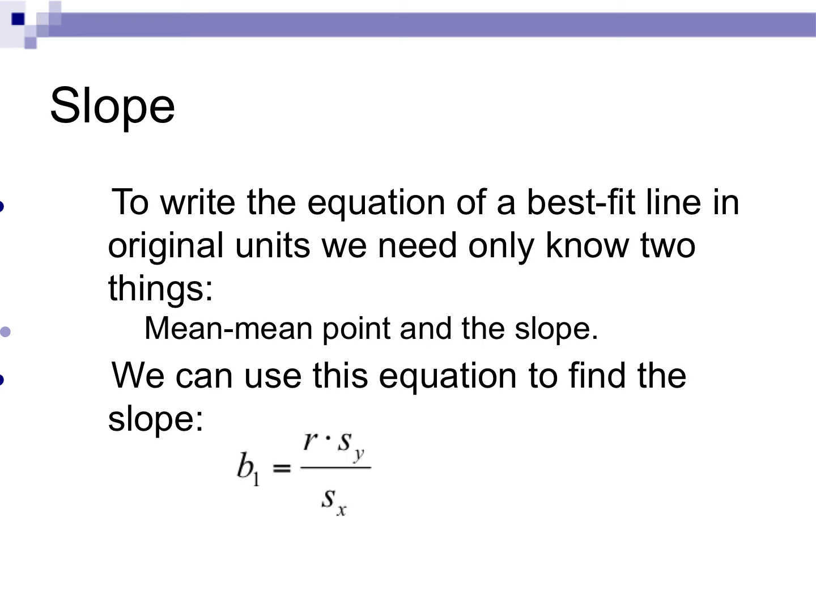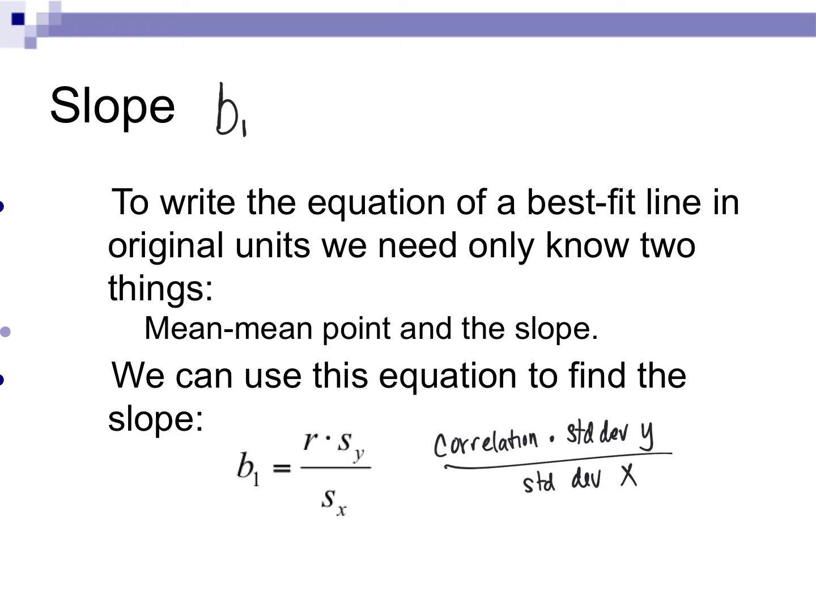Okay? We can use this equation to find slope from the summary statistics. The variable we are going to use for slope is no longer m. We use b1 for slope. M would get too confusing with mean, right, and mu and all that. So we use b1 for slope. And this is the correlation times the standard deviation of y divided by the standard deviation of x.